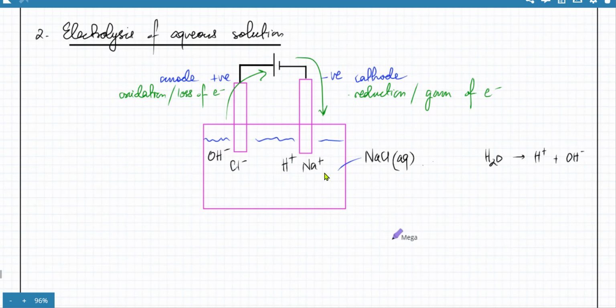So you look at the reactivity series, and you look at the substance that's at the bottom of the reactivity series. That's the one that is unreactive, and that is the one that would gain electrons.